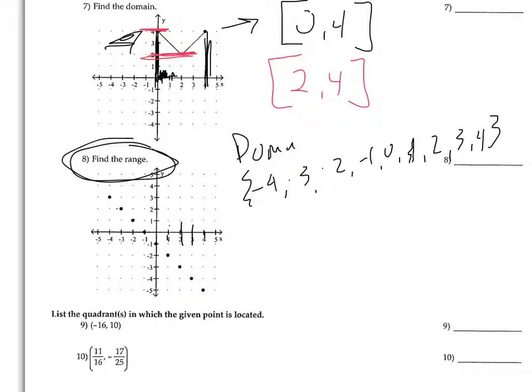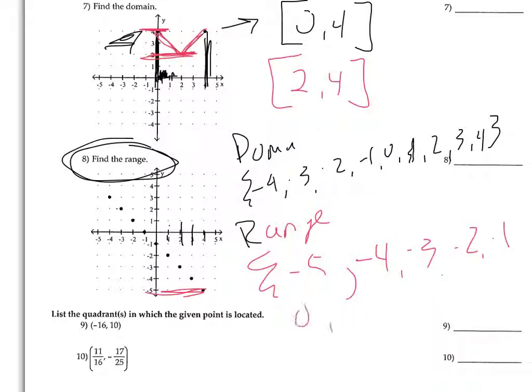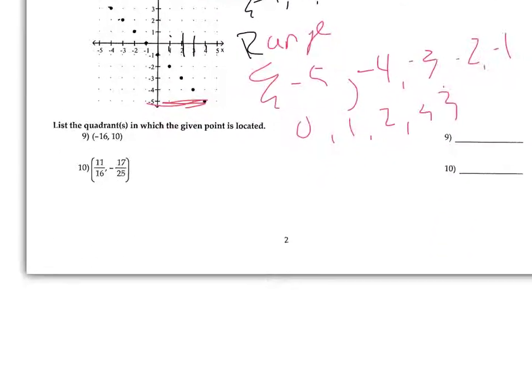The range on this one, let's go to red, is going to be the y value. We start at negative 5, and once again, this is a set of points. It's not like a graph that's going on. So negative 5, negative 4, negative 3, and this goes all the way up to 3. So negative 3, negative 2, negative 1, 0, 1, 2, and 3. That's the range. Okay, so a couple more and then we're done with this one.